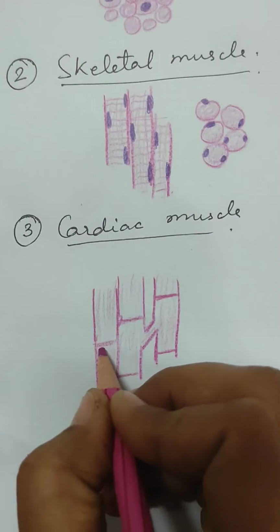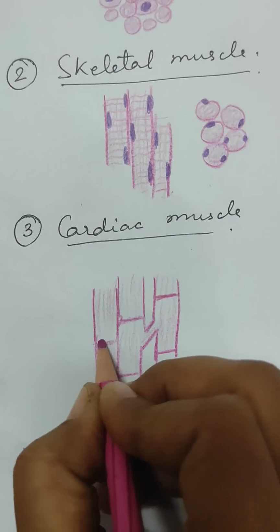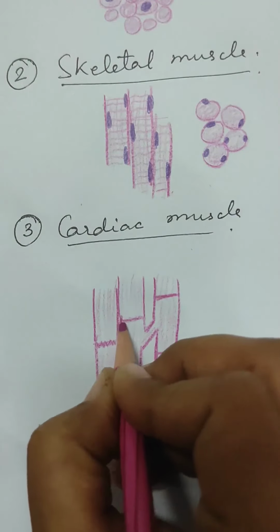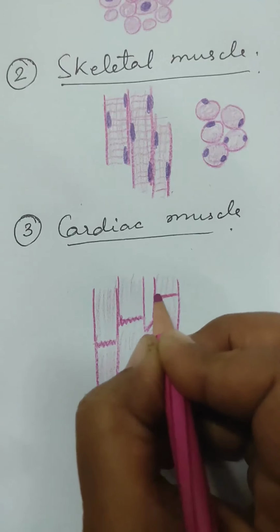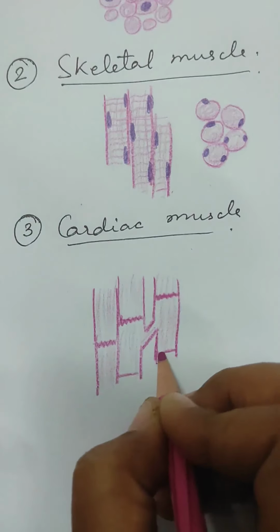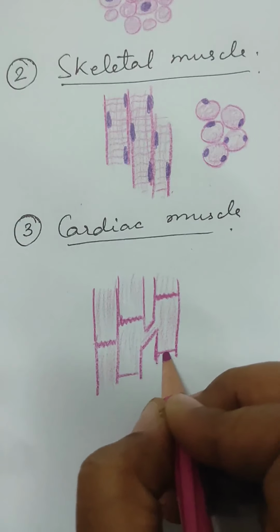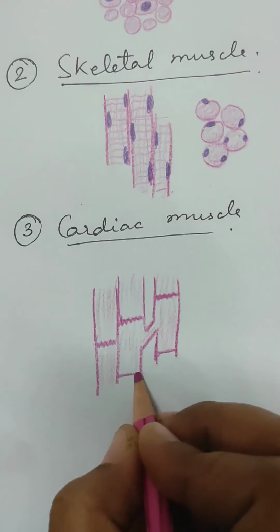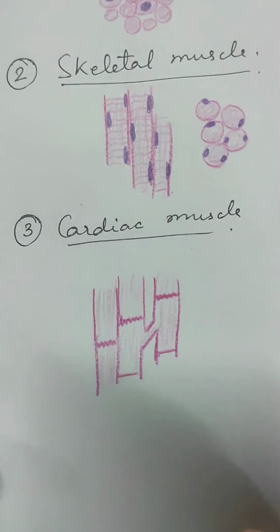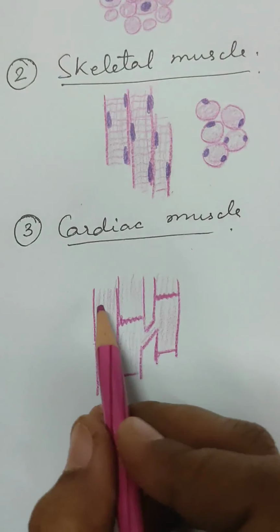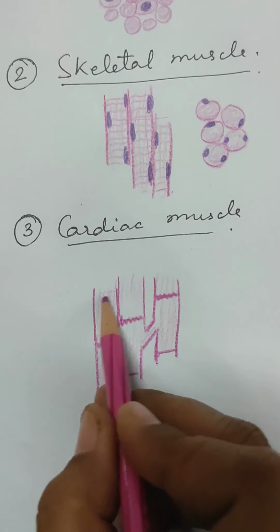And these intercalated discs on very high power appear zigzag. It is not seen in light microscopy. You will only see a line. But on very high power, you will see it like this, zigzag. And these also have very fine striations.